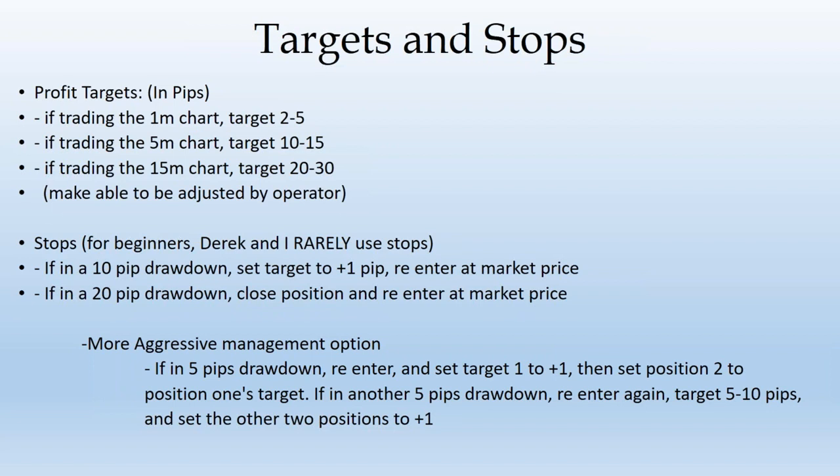Now, here's a more aggressive management option, which is more along the lines of what I do. If in 5 pips drawdown, re-enter and set target 1 to +1, then set position 2 to position 1's target. If in another 5 pips drawdown, re-enter again, target 5 to 10 pips, and set the other 2 positions to +1. Okay, that's really close to what I actually do. In fact, I do that exact thing a lot.